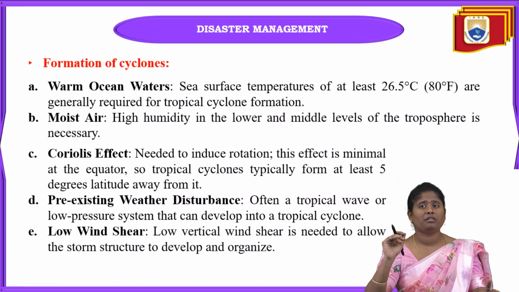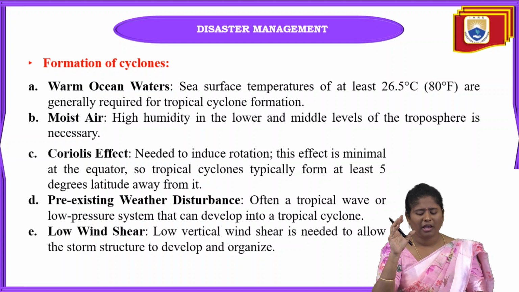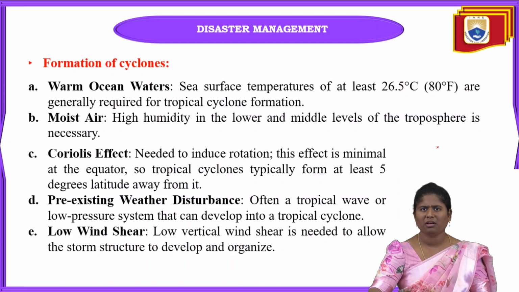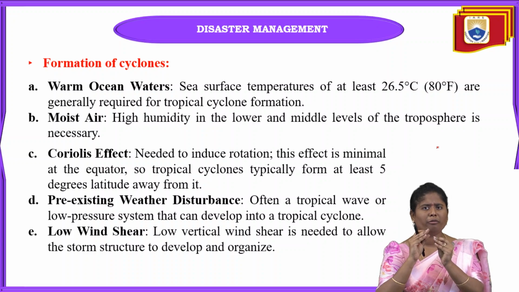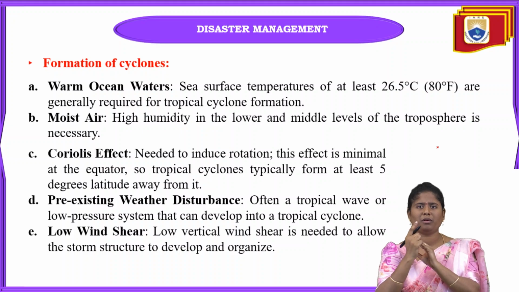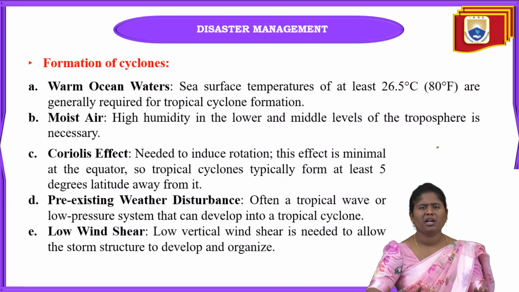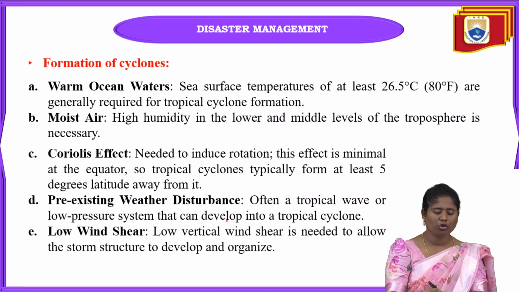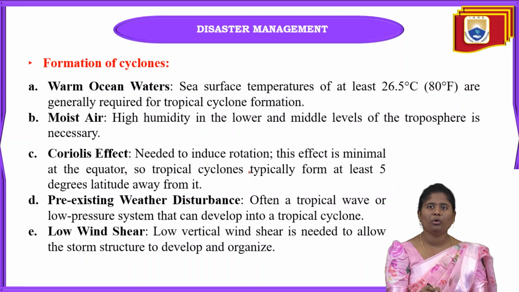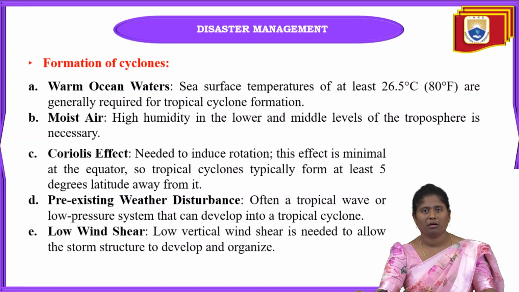The Coriolis effect is the deflection of the path of any object. If any object's path is rotating around the earth, that is the effect called the Coriolis effect. Formation of this cyclone is due to the Coriolis effect also. Mainly it is needed to induce the rotation here. Also, tropical cyclones can be formed at least 5 degrees latitude away from the equator.